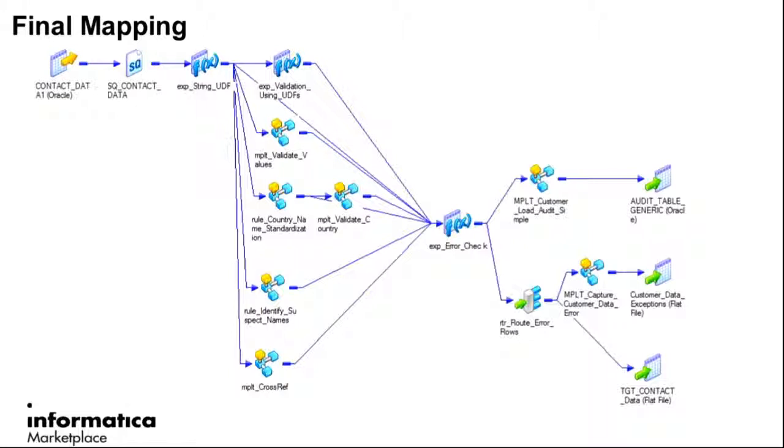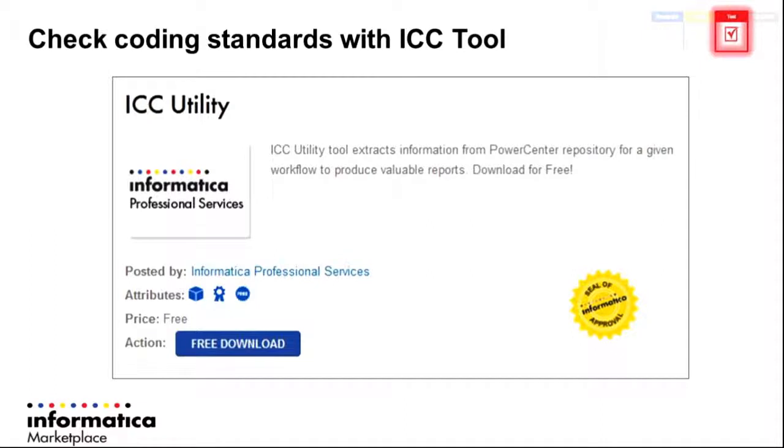Moving on in our project, we've got our mapping built, and now we're going to want to check our coding standards. A big part of any data migration project is ensuring, especially with large distributed teams, that everyone's adhering to the coding standards that have been set by the organization. ICC Utility is a utility contributed by Informatica Professional Services. It extracts data from a PowerCenter repository and ensures that your coding standards are being adhered to by creating reports for you, your administrators and your architects to review. Let's take a look at how this works.